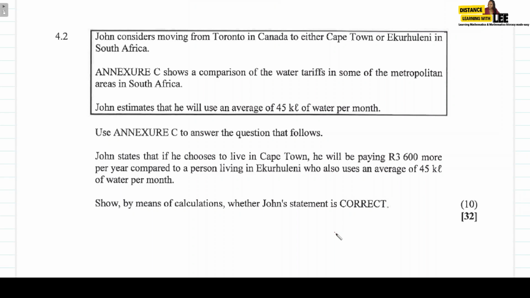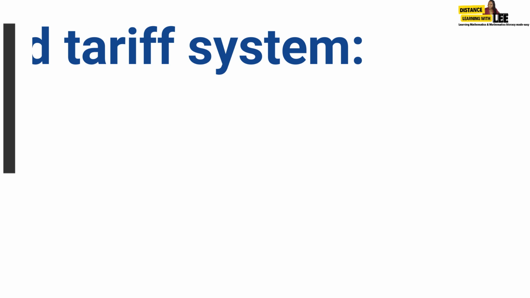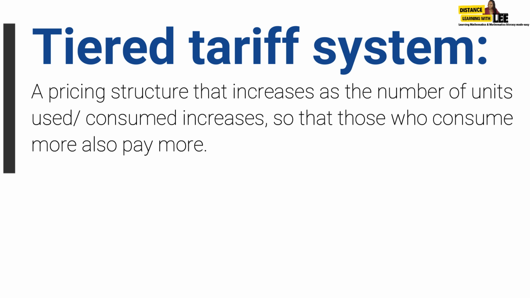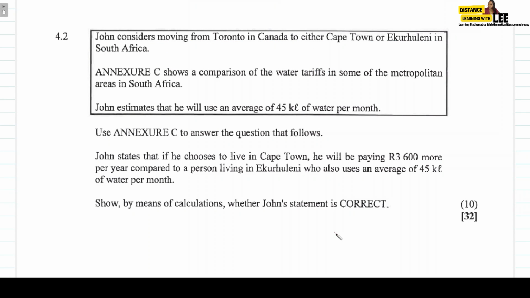What that basically means is that a tiered tariff system is a pricing structure that increases as the number of units that you use increases, so that those who consume more water in this case will pay more. What do I mean by all of this? How is this important to the question that we are going to be looking at today?